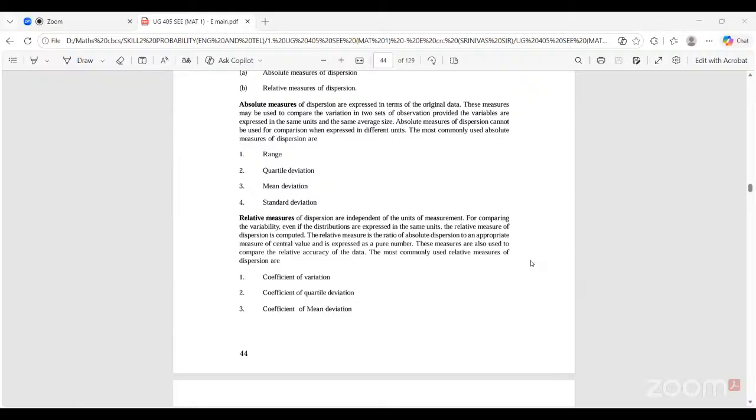The relative measure is the ratio of the absolute dispersion to an appropriate measure of central value, and is expressed as a percentage or as a pure number. These measures are also used to compare the relative accuracy of the data. The most commonly used relative measures of dispersion are the coefficient of variation, the coefficient of quartile deviation and the coefficient of mean deviation. Of these, we are taking variation, quartile and mean deviation here.